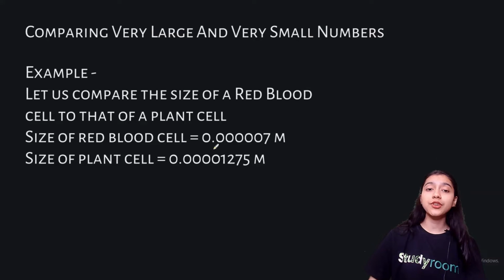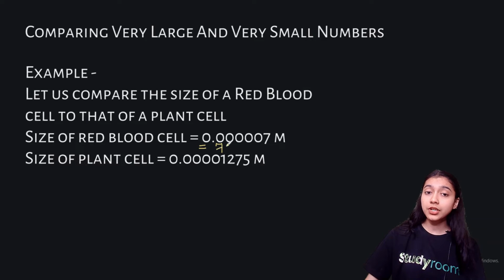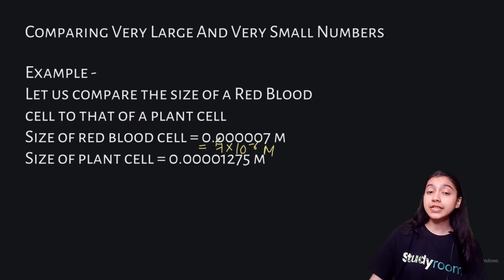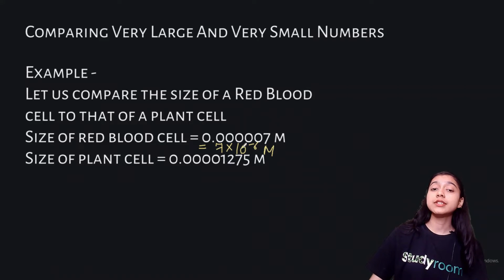The size of the red blood cell is given as 0.000007. In standard form, this quantity can be written as 7 multiplied by 10 to the power of minus 6 meters. Why? Because I am shifting the decimal place towards the right hand side, and the number of places I am shifting is 6. So it is 10 to the power of minus 6, a negative sign, because I am shifting it towards the right hand side.